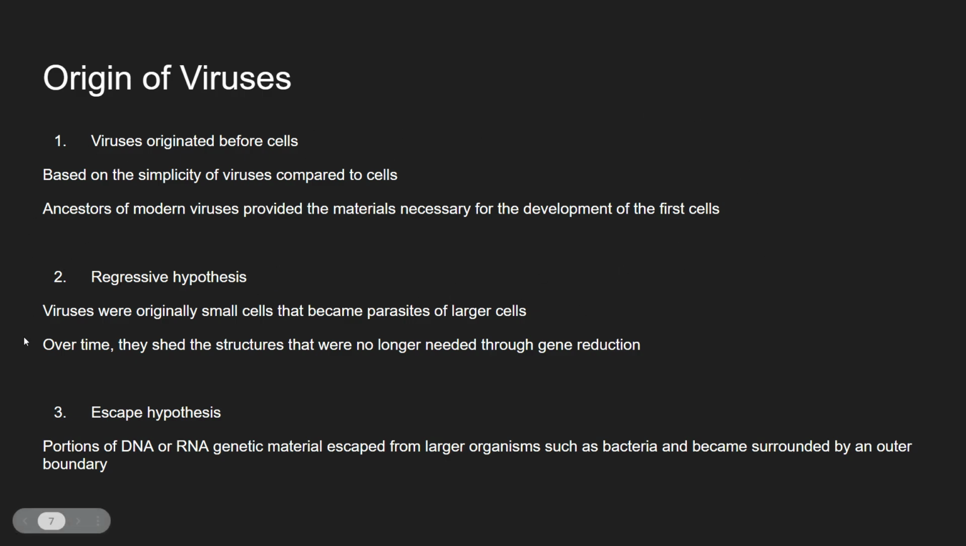Regressive hypothesis. Viruses were originally small cells that became parasites of larger cells. Over time, they shed the structures that were no longer needed through gene reduction. It's, as the name suggests, regressive. An escape hypothesis. Portions of DNA or RNA genetic material escaped from larger organisms such as bacteria and became surrounded by an outer boundary. So you just have to remember these as they'll probably come up on MCQs.